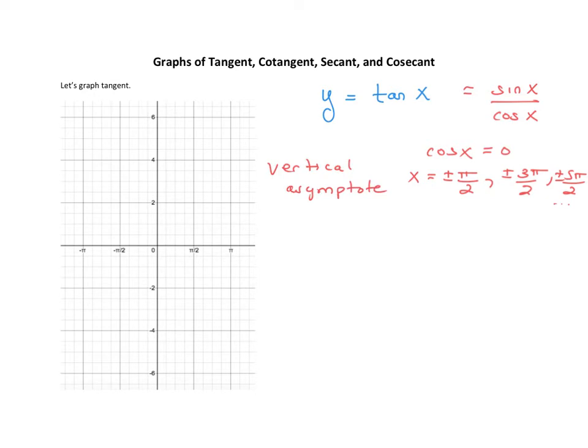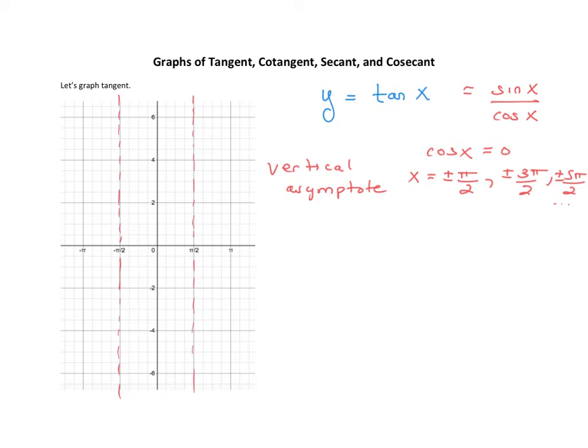And on the graph I have over here, I only have negative pi over 2 and pi over 2, but they do repeat at 3 pi over 2 and negative 3 pi over 2 and so on. So let me include vertical asymptotes here and here. Okay, so those are the vertical asymptotes. Those are not actually on the graph of tangent.